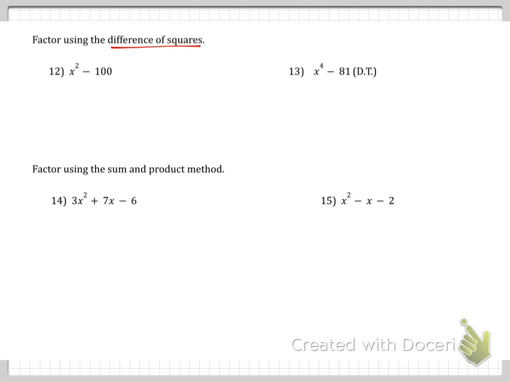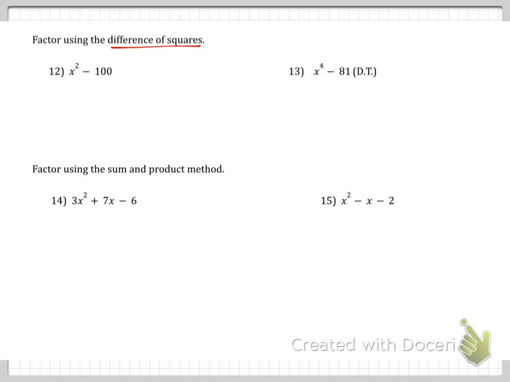For number 12 and 13, they say factor using difference of squares. You can use product sum here, but I'm going to show you how to do difference of squares because it's a nice little shortcut. First of all, for difference of squares to work, you have to have a difference and 2 squares. In other words, you have to have subtraction, and the first and last term, the only 2 terms, must both be perfect squares.